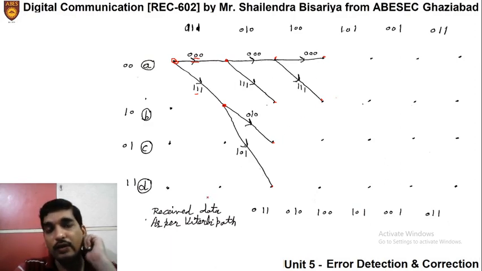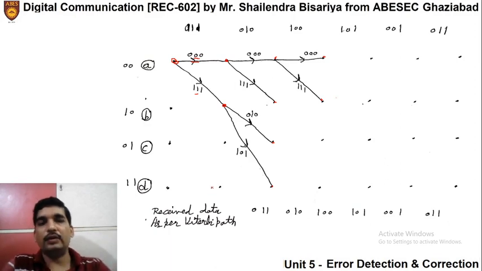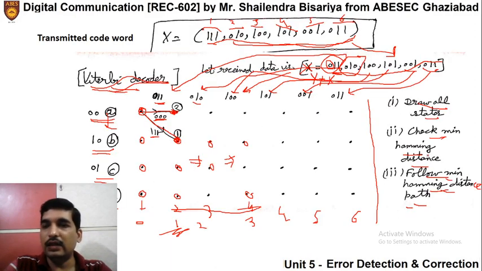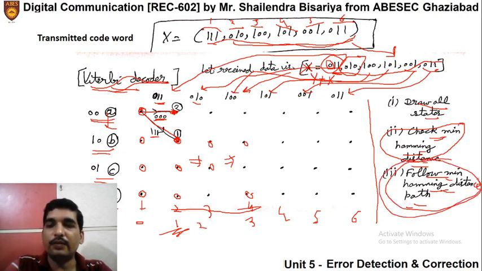So before moving further, let us first do the thing that was written in the last slide, that we have to check the minimum Hamming distance. We have to check the minimum Hamming distance for each and every case, and we have to follow the minimum Hamming distance path.